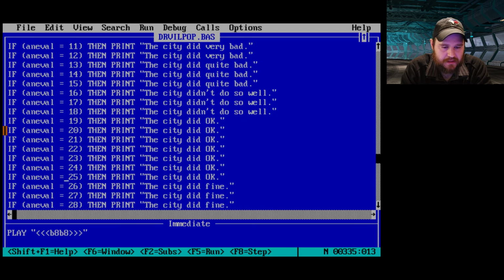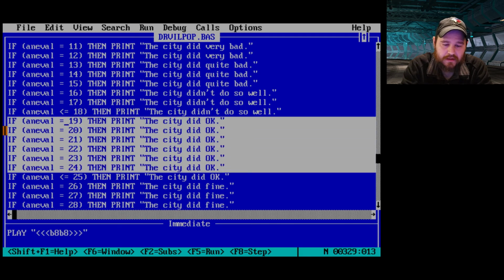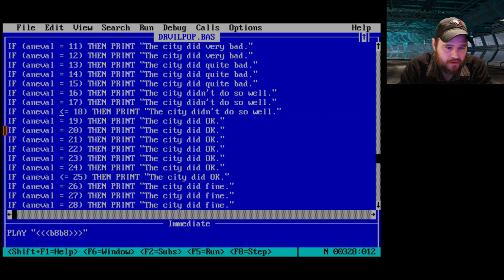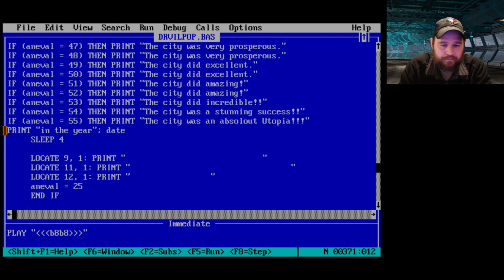Like, look at this. The city is doing okay between 19 and 25. So he could have had less than or equal to 18 here, and then less than or equal to 25. And all of this stuff you could have just deleted. We're not going to delete it, because that's not what we do here in Adventures in Old Code. Okay. Anyway, that was great. I even like that spelling error.